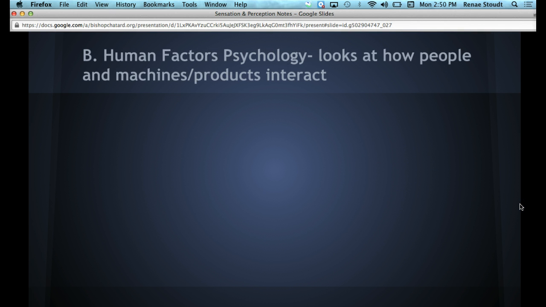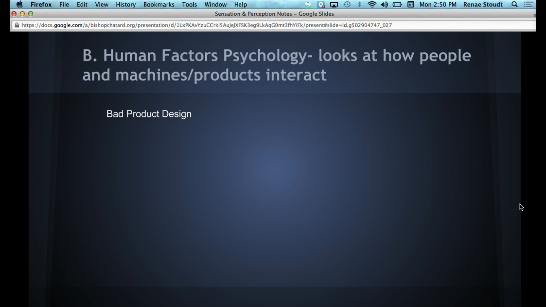Okay, a couple other things. Human factor psychology, I just wanted to briefly touch on this. I know it was in your book. But basically it's looking at how people and machine/products interact. So there were examples in your book that talked about some good examples. I have a couple of bad and good examples. So they actually look at product design and how products are designed for people.